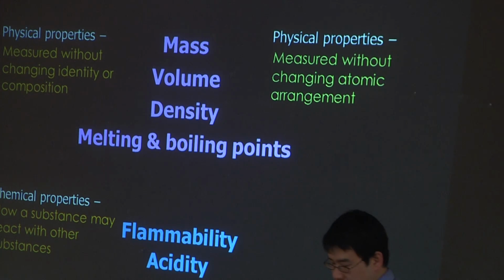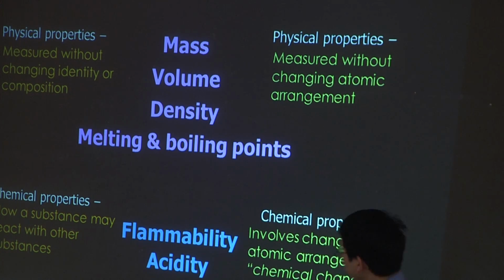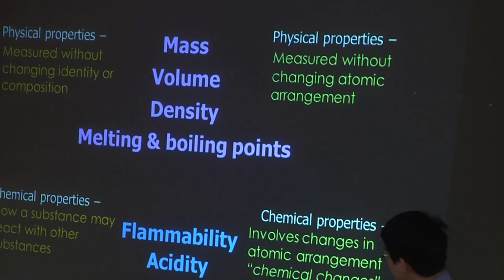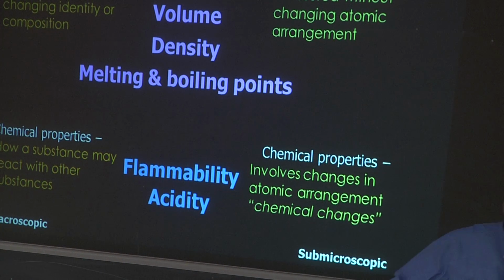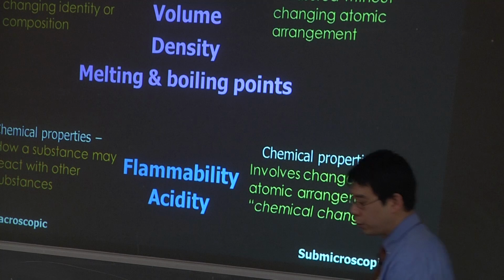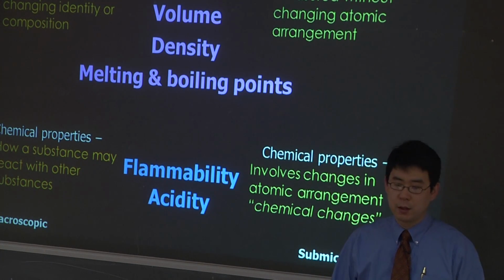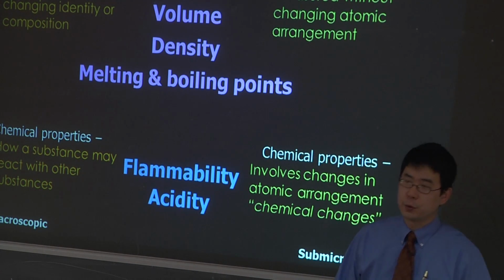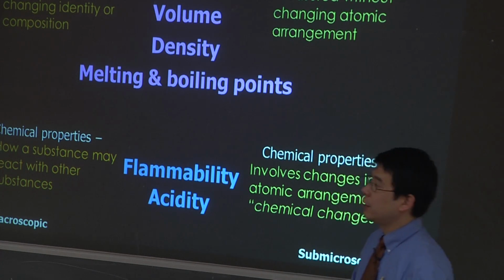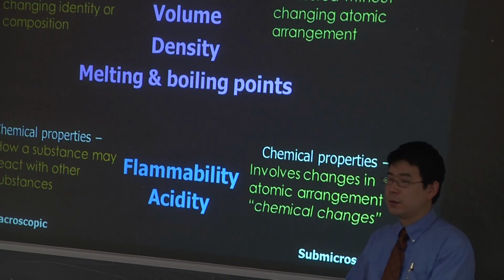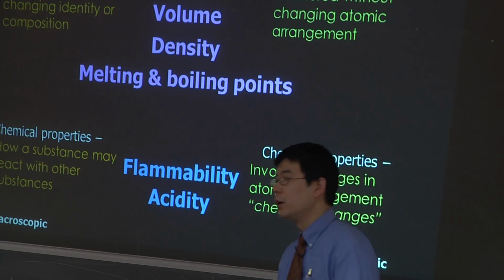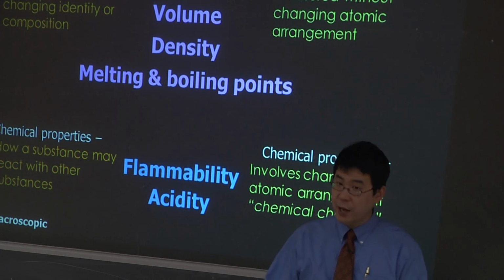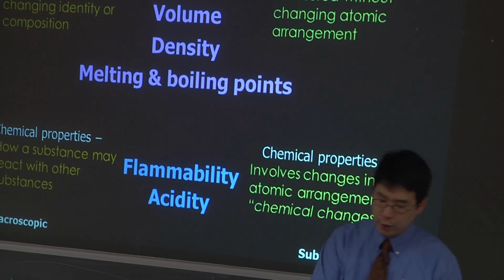Okay, so what about the submicroscopic for chemical properties? They involve changes in atomic arrangement. And so therefore they're called chemical changes. So you burn something, we'll look at combustion reactions. You react the substance, the fuel, with oxygen, and you get, at the end, different products, right? You get some water, you get some carbon dioxide, maybe you get some ash, which are all very different from what you started with.